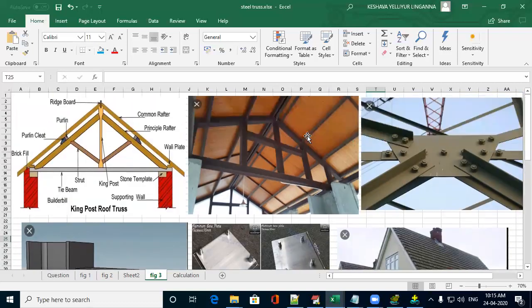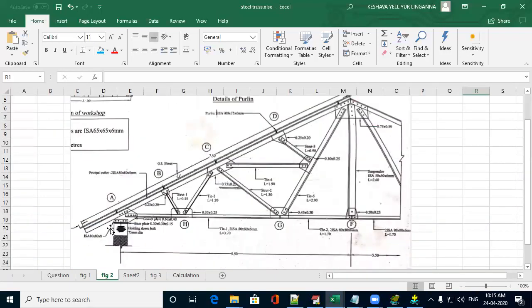See, how many cleat angles in a single truss depends on how many purlins run. See here, you can see up to here. At this point there will be one angle, 1, 2, 3, 4 and so on. In our diagram it is 5 on one side and 5 on the other side. There will be 10 in one truss, 10 cleat angles in one truss. How to calculate the length and all, I will show you in detail in the calculation part.